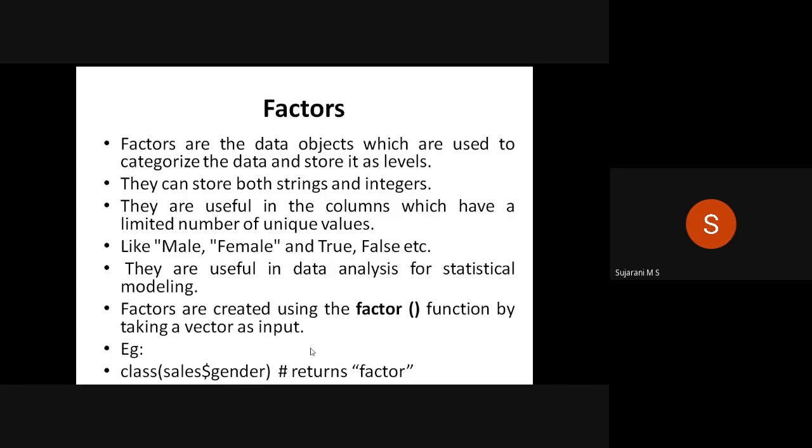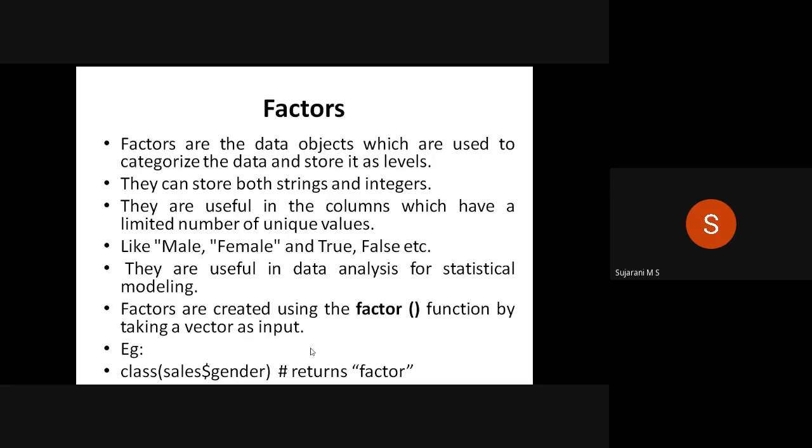Okay, next is a factor. As explained earlier, factor is a particular data type in R programming. Factors are data objects which are used to categorize the data and store it as levels. They can store both strings and integers. For example, some particular categories we handle using factors, for example male, female, true or false. Likewise, these data we can categorize as a factor. It is commonly used for statistical modeling and data analysis.